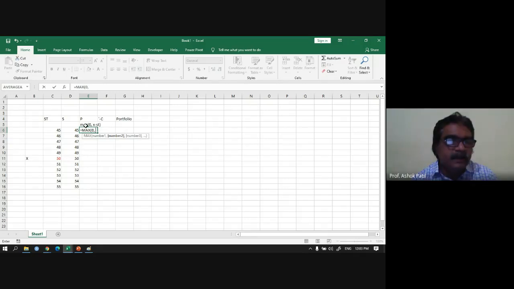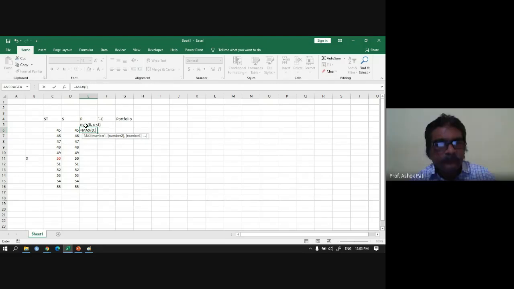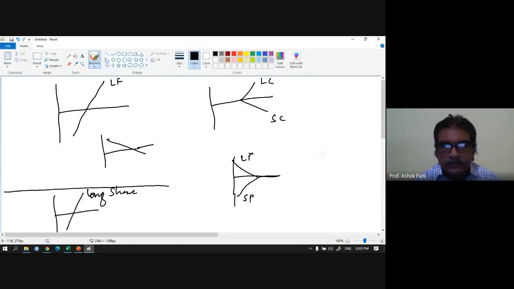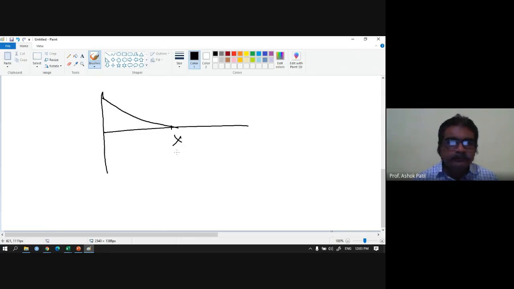Why ST minus X? Because it will give positive. It's a long put, so ST minus will give positive. Just see, why is there a confusion? Look at the diagram. Let's see it once again. X, and this is your long put. We have to get the positive, so X minus ST. X minus ST will give you positive values, right?